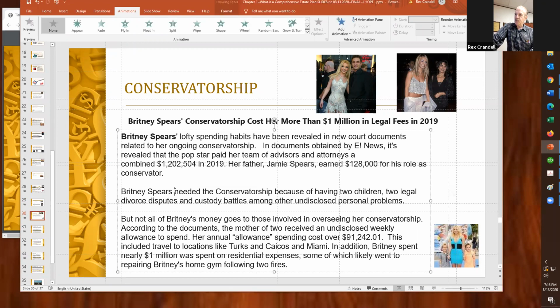Conservatorships: if you don't have a durable power of attorney for asset management and you become incapacitated, the only choice is that your heirs have to go to court and get a conservatorship. If the person's under 18, it's a guardianship. It's an expensive process, takes a lot of time, and all actions of the conservator are subject to court supervision.